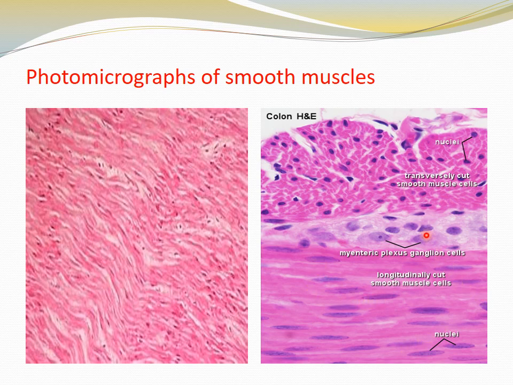And this is a layer of longitudinally cut smooth muscles, and these are the transversely cut smooth muscles. And in between is the myenteric plexus, which is the autonomic supply to the smooth muscles. So as you know that they are involuntary, they are supplied by the autonomic nervous system, and in between you can see here the myenteric plexus.